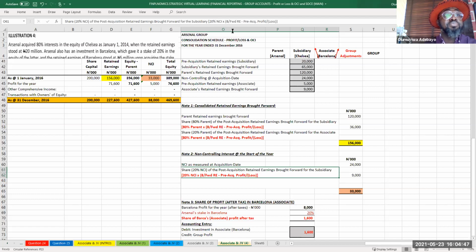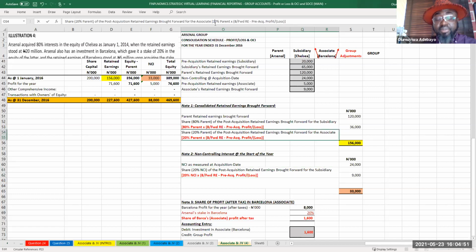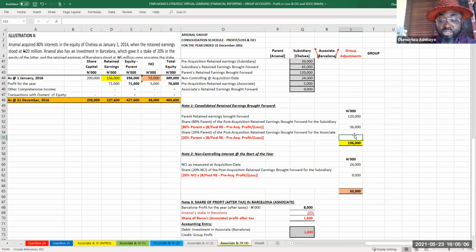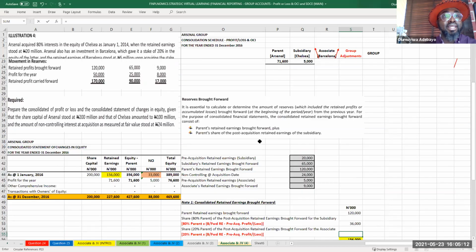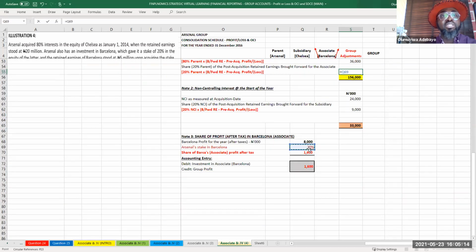I come here, 20%. That is the stake you have in the associates. Okay, NCI has no business with the associates because NCI has no stake in the associates in this case. Therefore, what I'll do is to find 20%, the parent stake, which we have somewhere here. Where was it? Yeah, this is 20% in Barcelona.